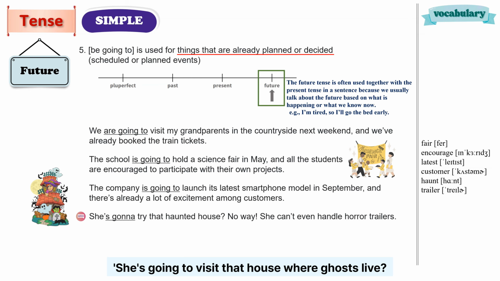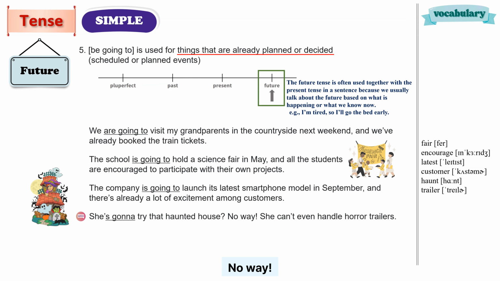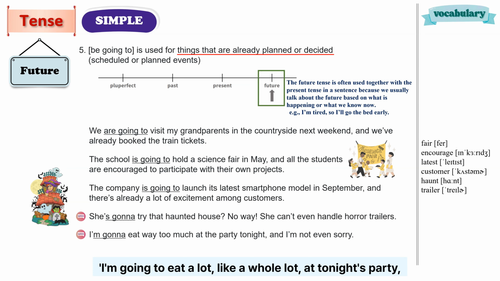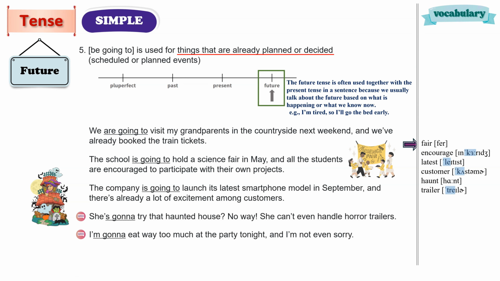She's going to visit that house where ghosts live? No way! She can't even watch a short preview of horror movies. I'm going to eat a lot, like a whole lot, at tonight's party, and I won't even regret it afterward. That shows clear intention and readiness long before the event. Now let's check pronunciation and stress.